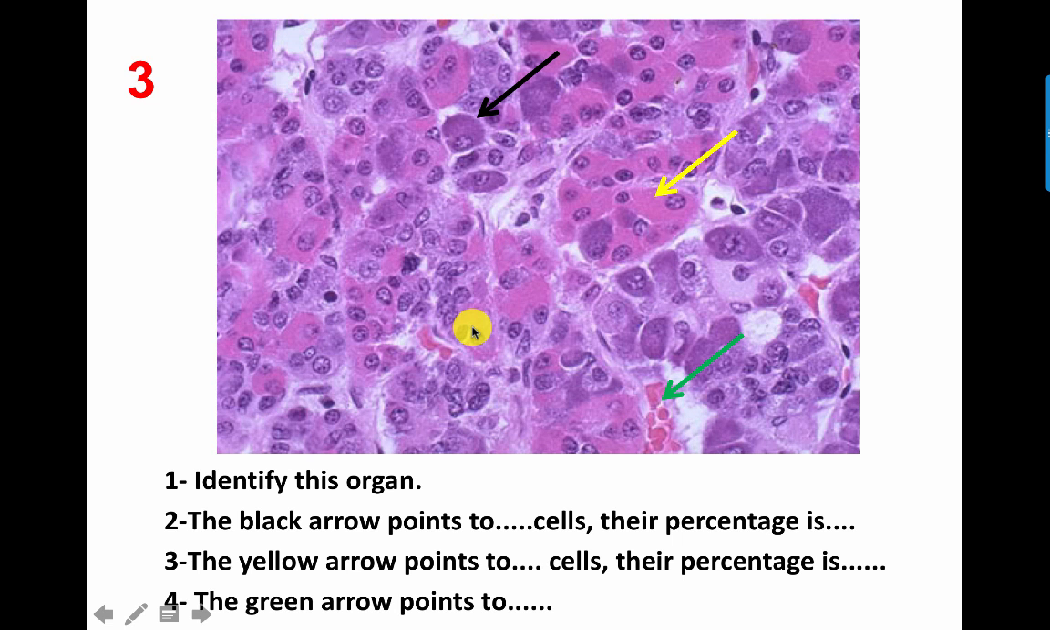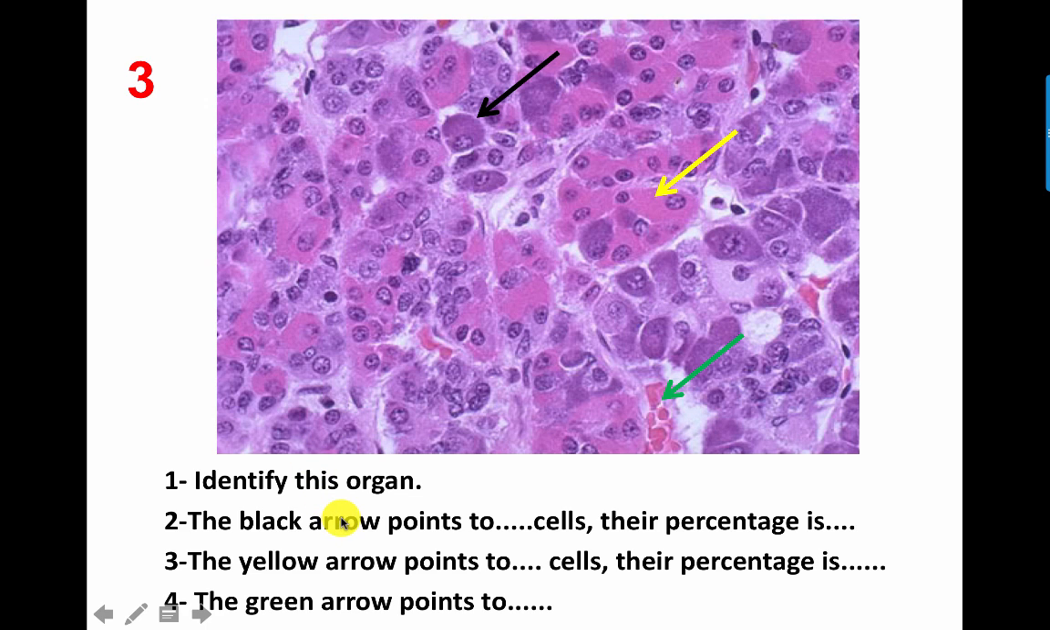Identify this organ. This organ is showing the basophils, acidophils, blood capillaries, and cells which are not stained. However, if you are not sure about the diagnosis, try to read the rest of the questions. The rest of the questions will help you to diagnose what this is, because he is asking about percentages. So, this organ is a pituitary gland, and what region exactly? It is the pars distalis of the pituitary gland, but you should say the organ is pituitary gland.